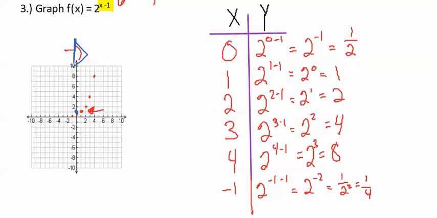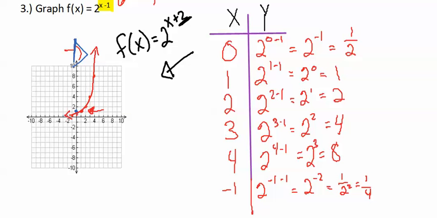Now, as you can imagine, if the function were f of x equals 2 to the x plus 2, the graph would be shifted to the left 2 units. But we'll finish this up and connect it, and you can see what that exponential function looks like.